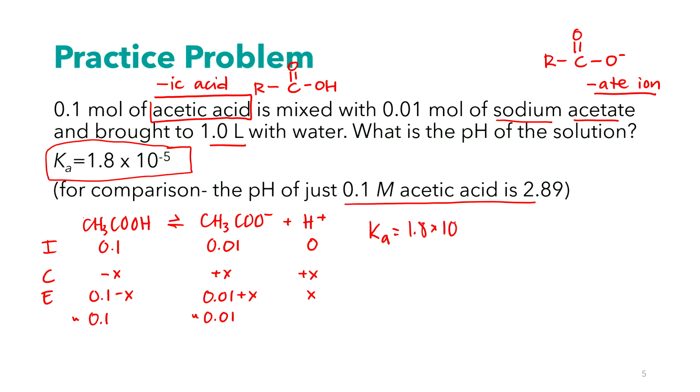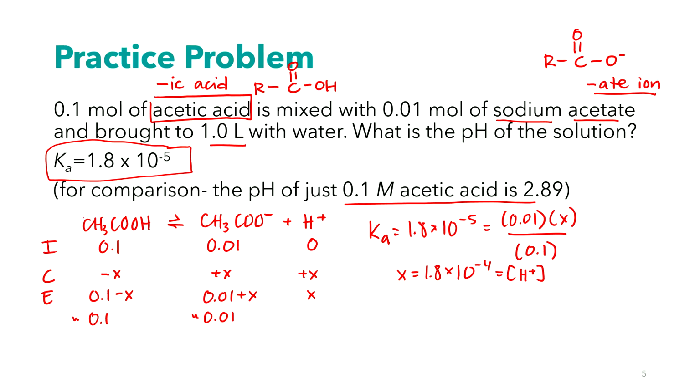So I can set up a Ka expression. 1.8 times 10 to the negative fifth equals 0.01, that's my CH3COO minus, times X over 0.1. Now I just solve for X. X in this case is 1.8 times 10 to the negative fourth. That is my H+ concentration. All right, so let's take stock of what just happened. Well, that is way smaller than my two values in that table, so I'm feeling good about my assumption. X is way smaller than 0.1 and 0.01.